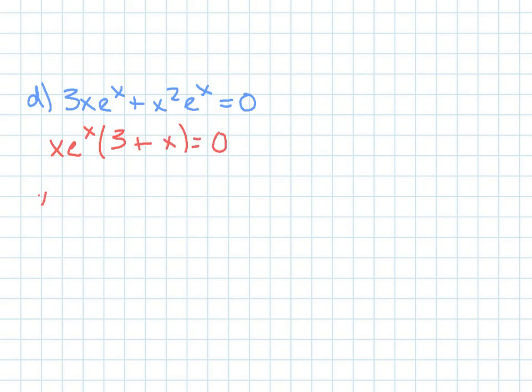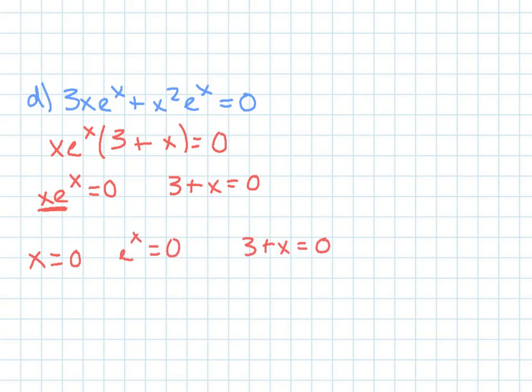Okay, so then I can split those up. Now also, these are multiplied to each other, so I can separate those out and say x is equal to 0, e to the x is equal to 0, and 3 plus x is equal to 0. Okay, now here, two of them are easy to solve. x is equal to 0 is already done. I can subtract 3 from both sides to give myself a -3. Okay, so there's two solutions.